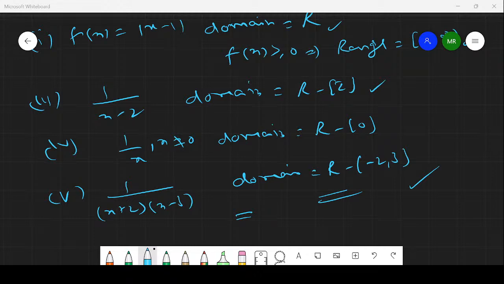Please attend the classes. You should get minimum 90 percent. My target is minimum 90 marks.